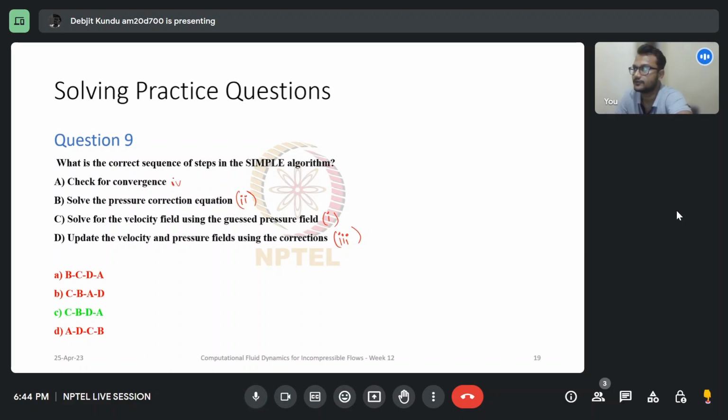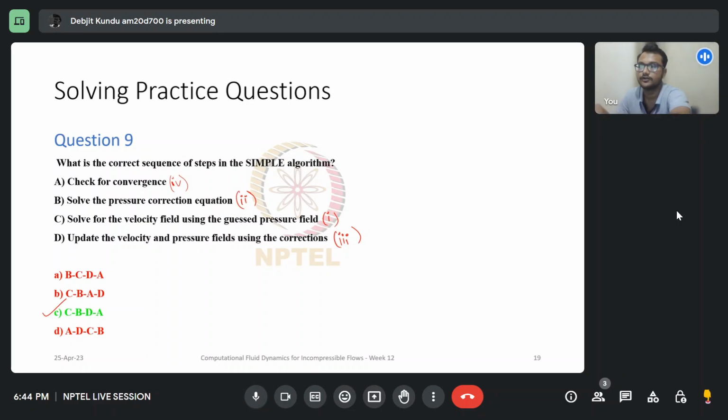If it has converged, then fine. Otherwise we again move back to step C, and using the corrected pressure field, we solve for the velocity field again, and we keep doing this again and again until we reach convergence. So that's why CBDA is the correct sequence of steps which are used in the SIMPLE algorithm. Okay, I hope things are clear.